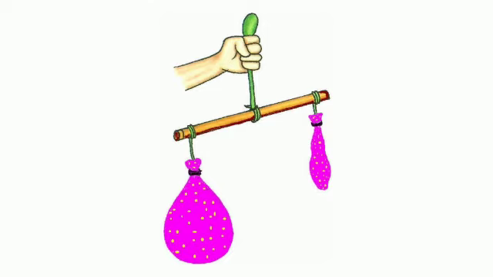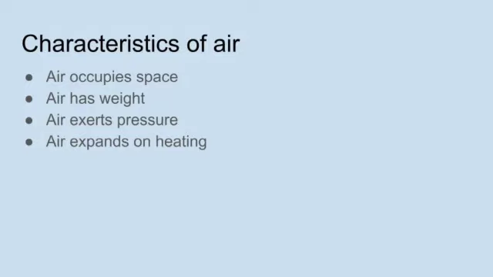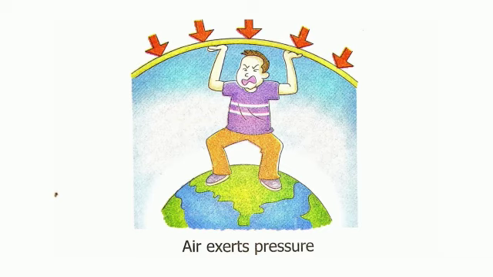The third characteristic of air is that air exerts pressure. Children, when we press our hands against a wooden door, our hand applies a force, and the force applied on a surface area is pressure. So the air has weight, and it also exerts pressure, because anything that has weight exerts pressure. And when the air exerts force on a surface, it is known as air pressure. Air pressure is also used in droppers, syringes, fountain pens, sucking juice with a straw, etc.